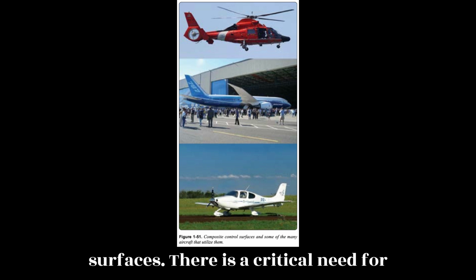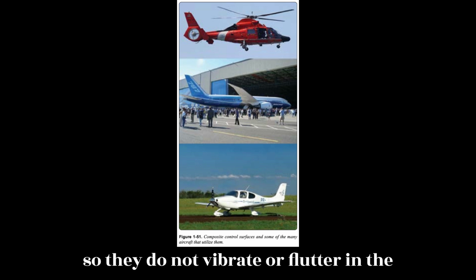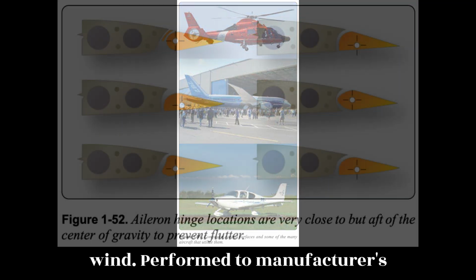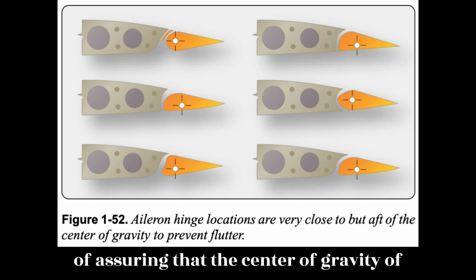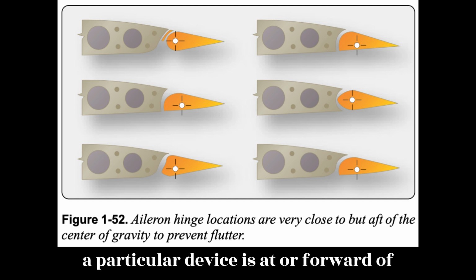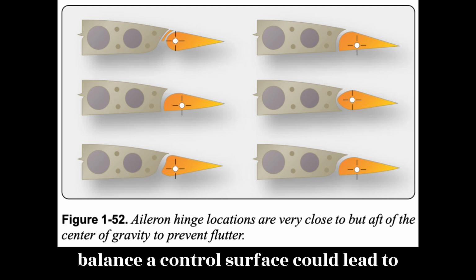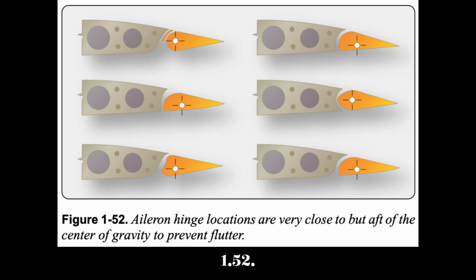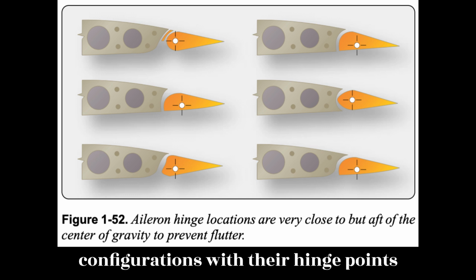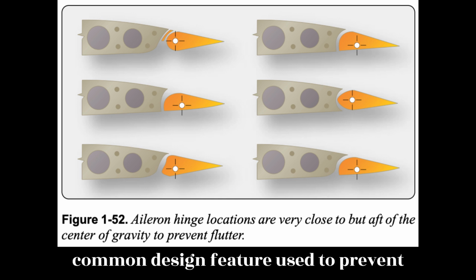There is a critical need for primary control surfaces to be balanced so they do not vibrate or flutter in the wind. Performed to manufacturer's instructions, balancing usually consists of assuring that the center of gravity of a particular device is at or forward of the hinge point. Failure to properly balance a control surface could lead to catastrophic failure. Figure 1.52 illustrates several aileron configurations with their hinge points well aft of the leading edge. This is a common design feature used to prevent flutter.